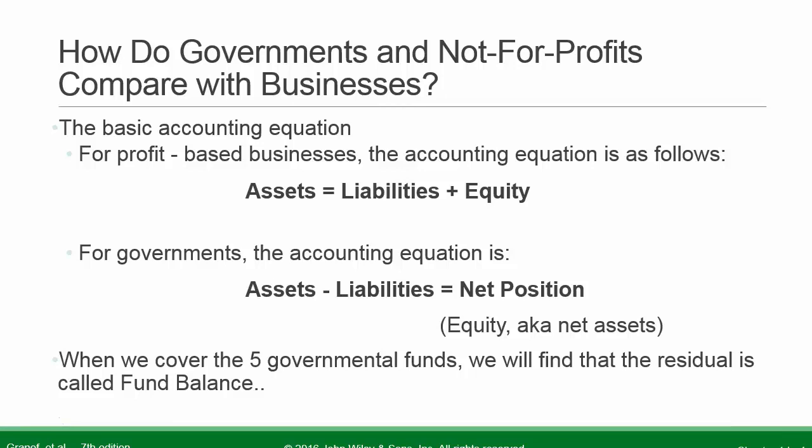Let's look at the basic accounting equation. We're all familiar with the for-profit based businesses: assets equal liabilities plus equity. For governments, the accounting equation is assets minus liabilities equal net position. Thus, net assets equals net position. However, you have to be careful with each chapter and with each type of financial statement to make sure that you understand the residual. When we cover the 5 governmental funds, we will find that the residual is called fund balance.